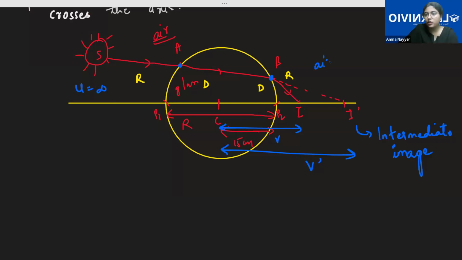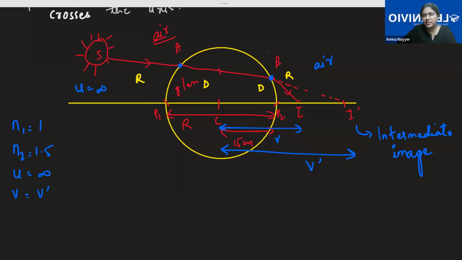This is air, so this will also be air. This is glass. At the first point, the refraction occurs from rarer to denser, and then at the second point, denser to rarer. This is the only thing that you have to apply. For the first case, the value of N1 will be 1, N2 will be 1.5, U will be infinity, and the image will be V dash, because that is the intermediate image that has been formed. But for the first refracting surface, this is the image. So V dash will be used straight away.